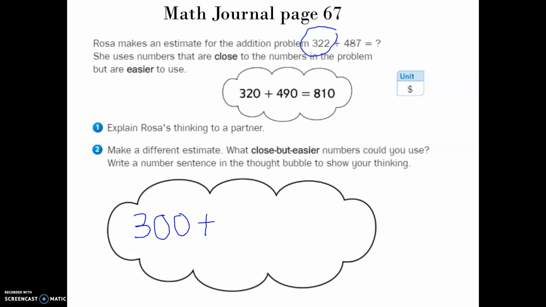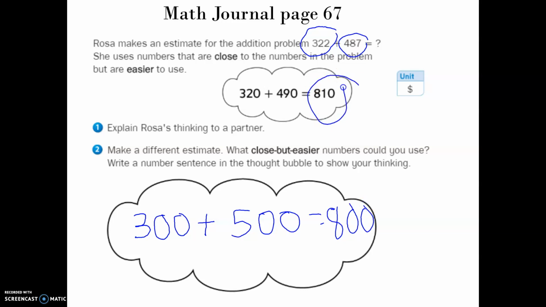And I see, again, 487. It's between 400 and 500, and it's closer to 500. I would round that to 500. So my estimate for that answer would be 800. Either of these estimates are correct.